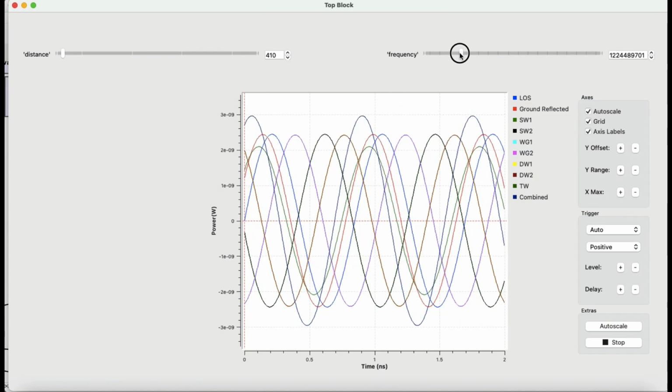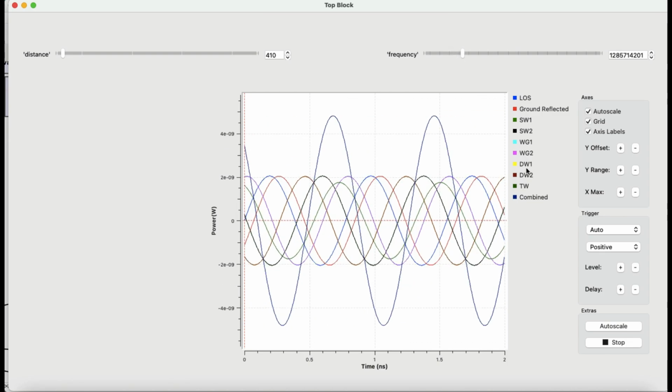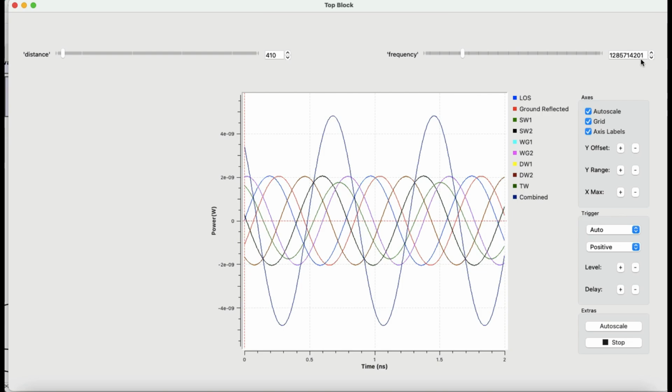By changing the frequency more, okay, now let's look at my combined signal. This is the combined signal. You can see that there's an increase in my signal. So my signal at 410 meters, and I think my frequency goes up to 512 gigahertz. So we're looking at about 1.2 gigahertz. At 1.2 gigahertz, this is what I'm seeing.